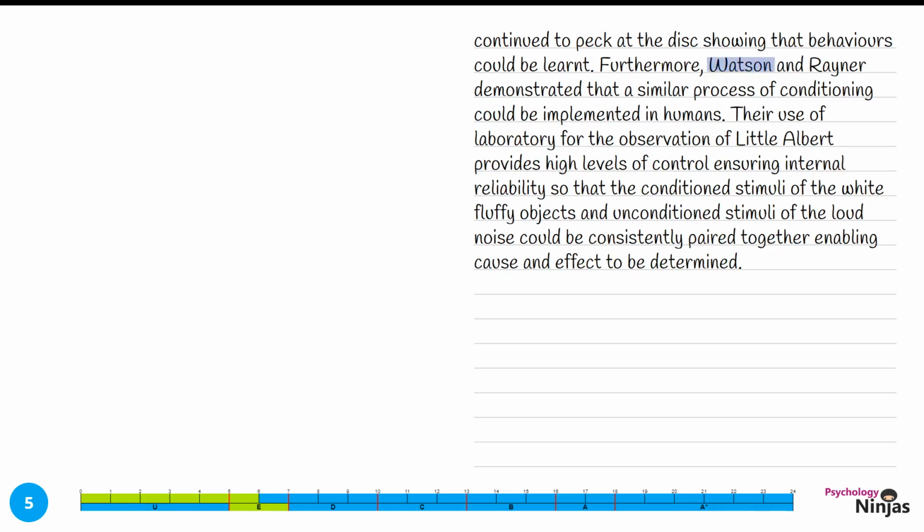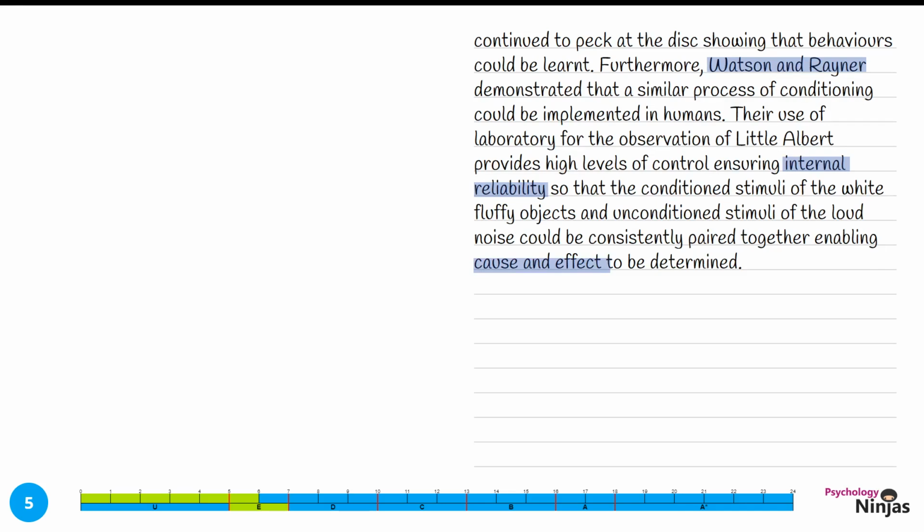We've given identifiable research here in terms of Watson and Rayner's study. We've talked about the impact of using a laboratory experiment to conduct their observation in terms of internal reliability, that within the study it was consistent. We've explained the impact of this in terms of establishing cause and effect relationships.